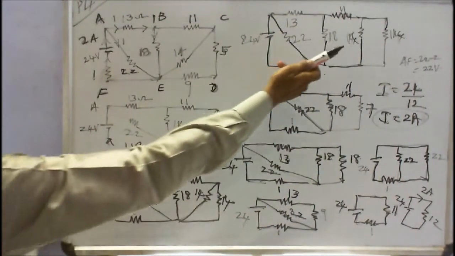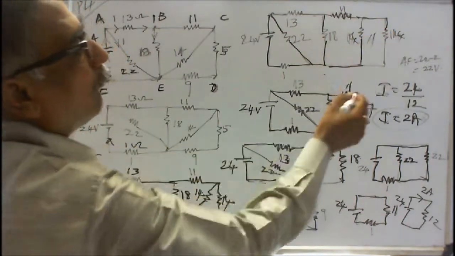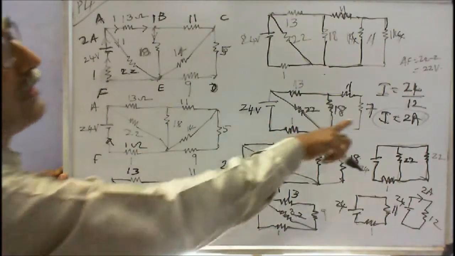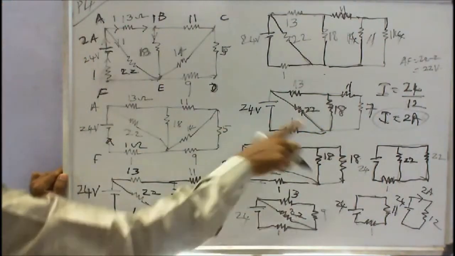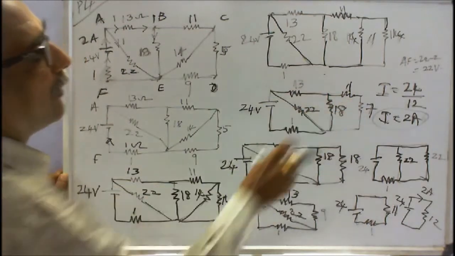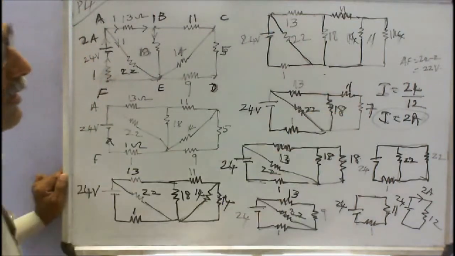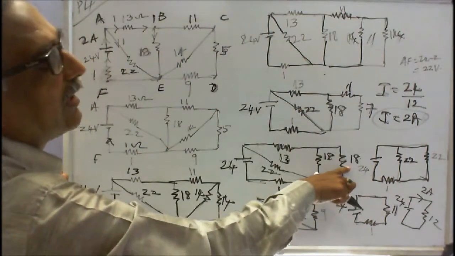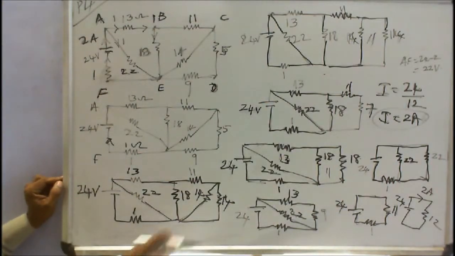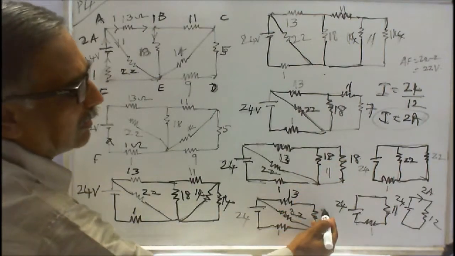The same thing, I redraw like this. Here these two resistances are parallel: 14 into 14 divided by 14 plus 14, that is equal to 7. Again I redraw the diagram like this: 22, 18, 11, 7. Again the 11 and 7 are in series, therefore the total resistance is 18. The 18 and 18 are in parallel, both resistances having the same value, so 18 divided by 2, simply I will add 9.